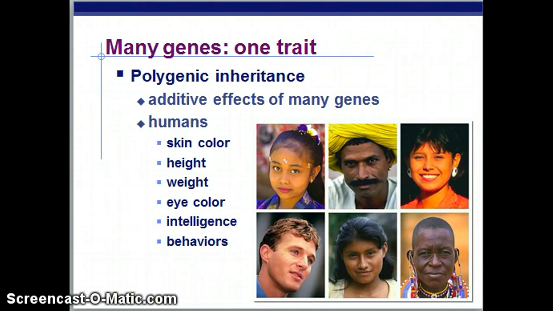So when many genes can affect one trait, this is called polygenic inheritance. So it's the additive effects of many genes. So in humans, this can be skin color, height, weight, eye color, intelligence, and behaviors.